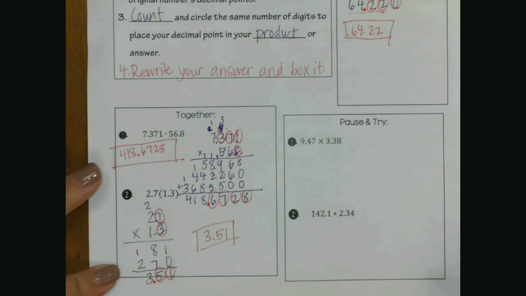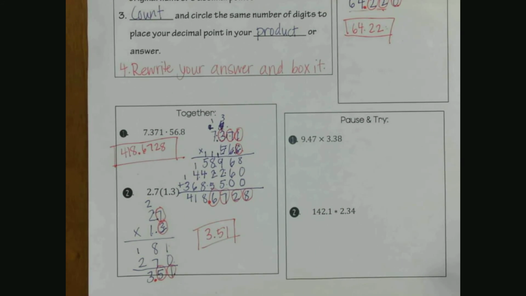Alright, so that is how you multiply decimals. Make sure you ignore the decimal place at first. If you don't and you try and line them up, it will mess you up. So go ahead and do those 2 pause and tries together. We'll check it tomorrow in class.